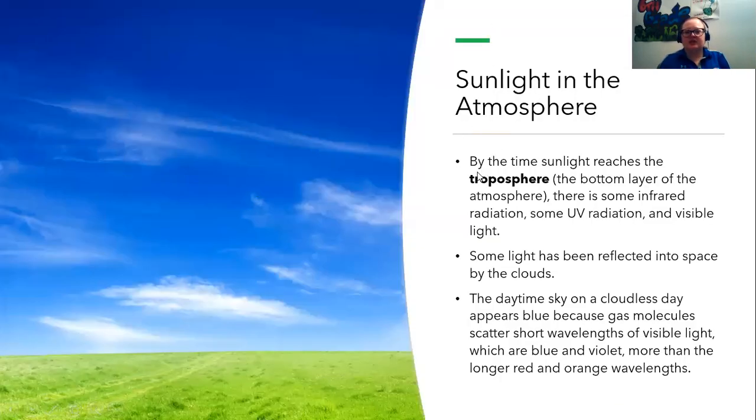Sunlight in the atmosphere, continued. By the time sunlight reaches the troposphere, the bottom layer of the atmosphere, there is some infrared radiation, some UV radiation, and some visible light. Some light has been reflected into space by the clouds. The daytime sky on a cloudless day appears blue because gas molecules scatter short wavelengths of visible light, which are blue and violet, more than the longer red and orange wavelengths.